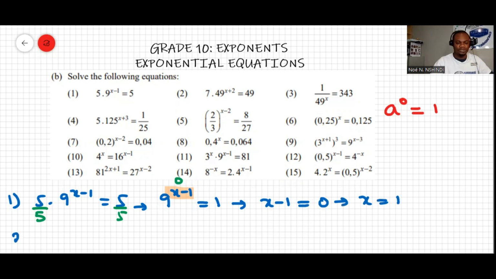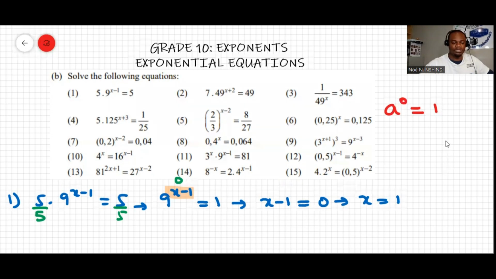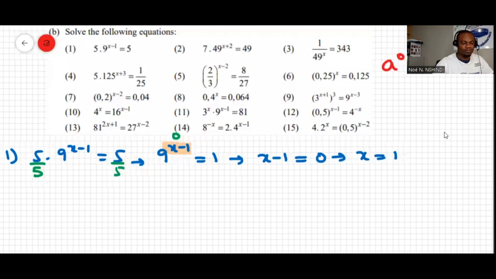And then question 2, which is very similar to question 1. I think I'll leave question 2 for later, okay, let's just do question 2. Question 2, we have 7 times 49 to the x plus 2.